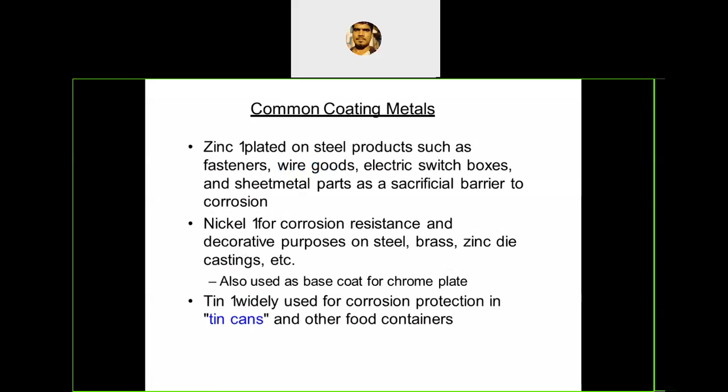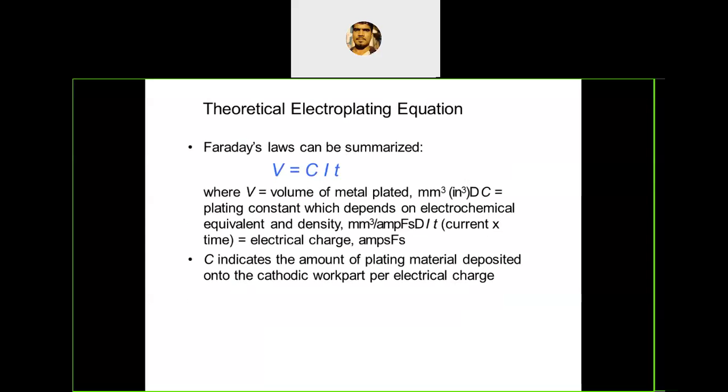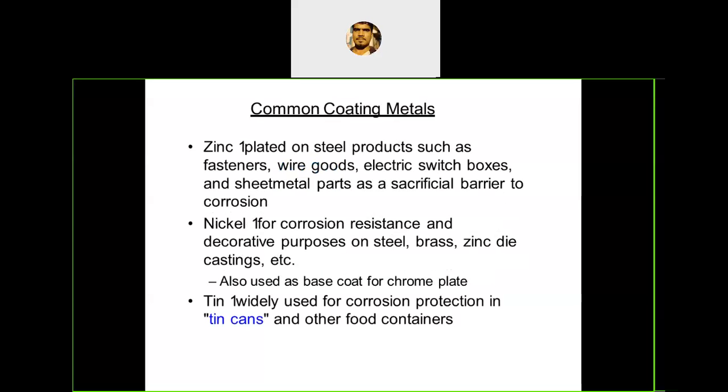Some other common coating materials: we use zinc and nickel for the electrolyte materials. If you use nickel for coating on a substrate or any material, it is just to improve the corrosion resistance. These types of coating are also used for decorative purposes, on steel, brass, and zinc.